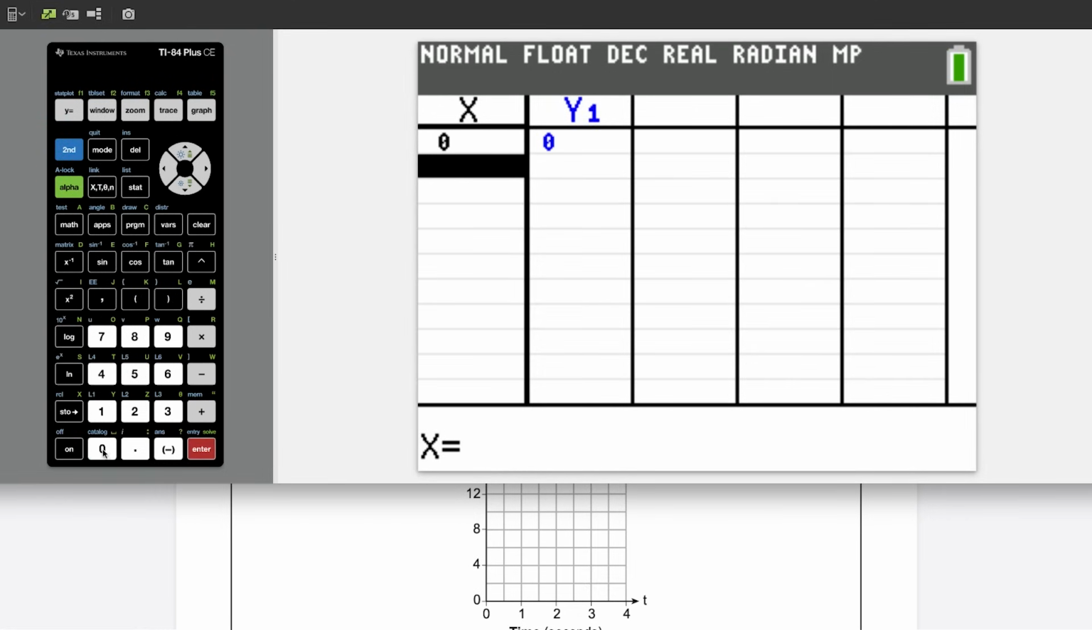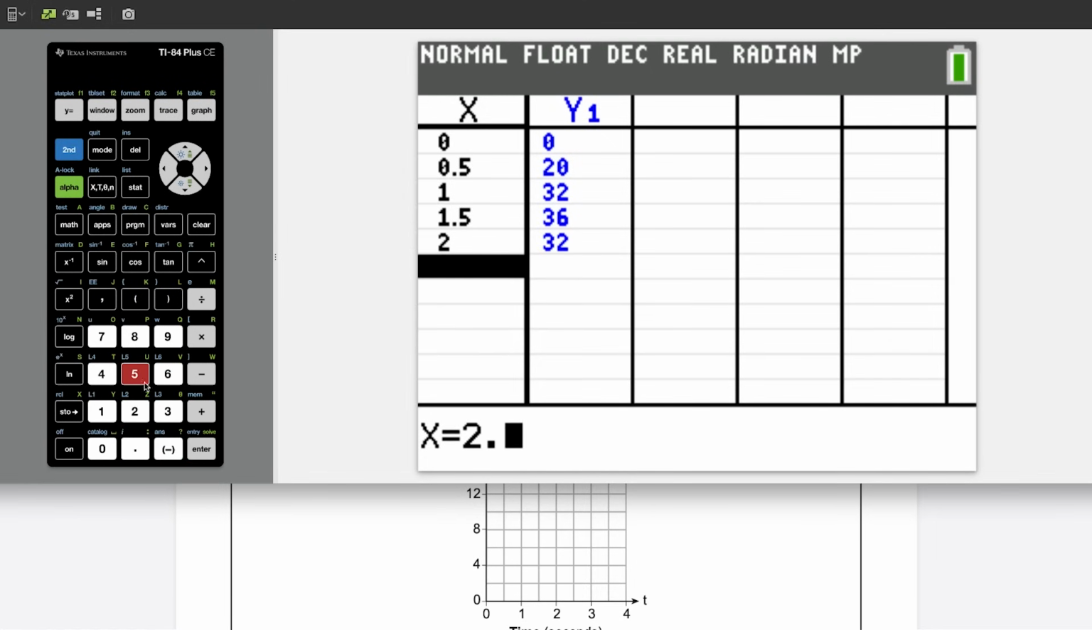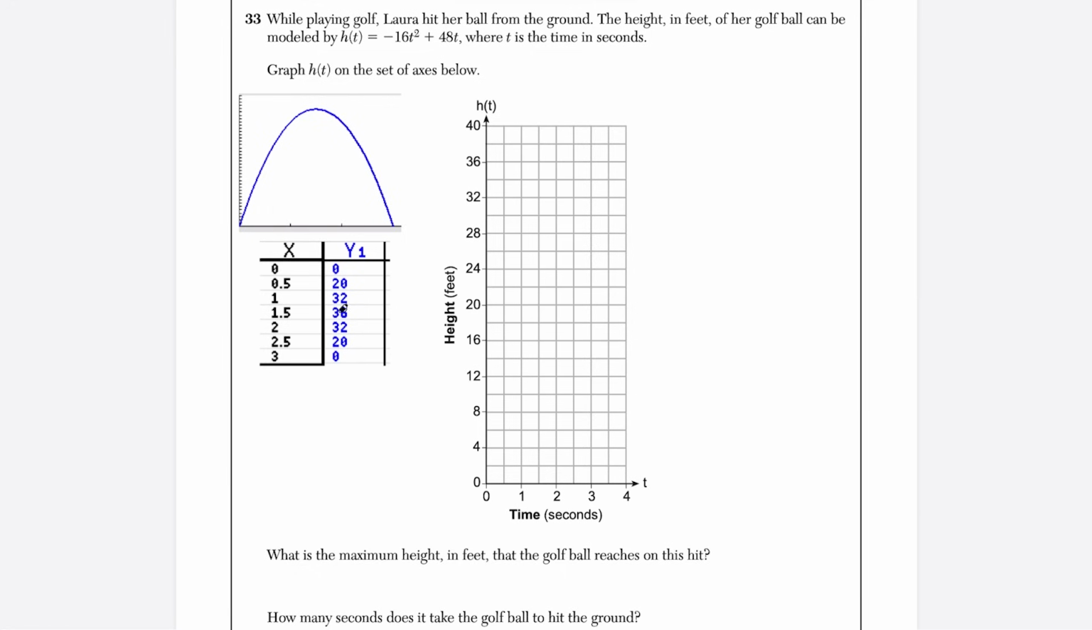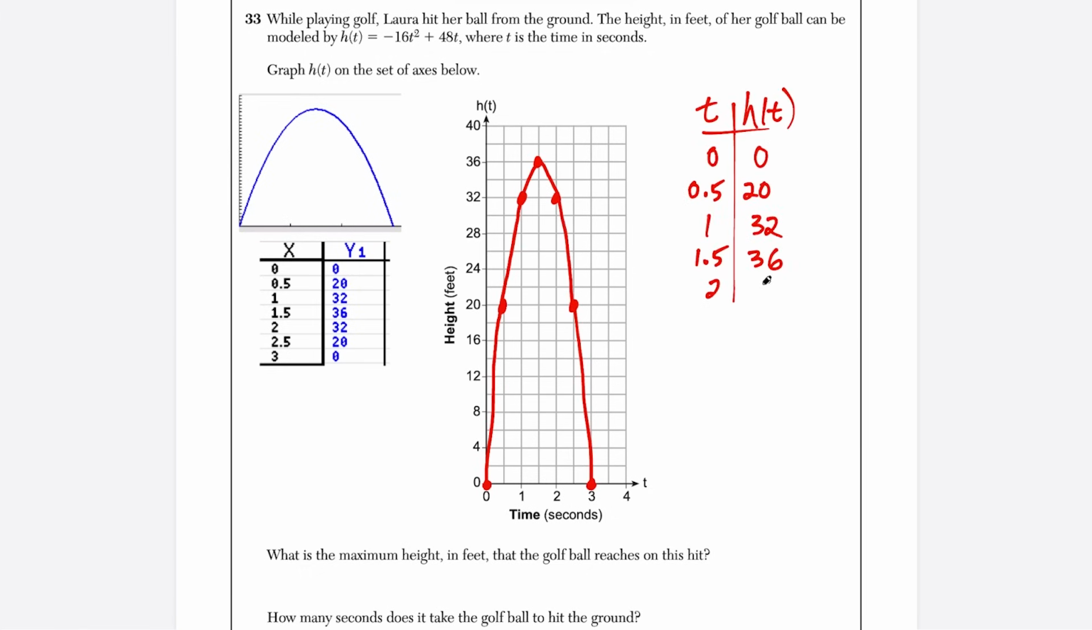So I could type in 0. I could type in stuff like 0.5 and then maybe 1, 2. And if I want to know what's going on between 1 and 2, I could write, let's say 1.5. So this is just a nice feature that allows you to make a custom table. Okay, so I'll just do this all the way until we go back to 0. So we'll count by 0.5 instead. So now let's plot these points and connect them. Now, me personally, I like to include a table of values when I'm making my graph, but this graph here is going to be an accurate representation of h of t.